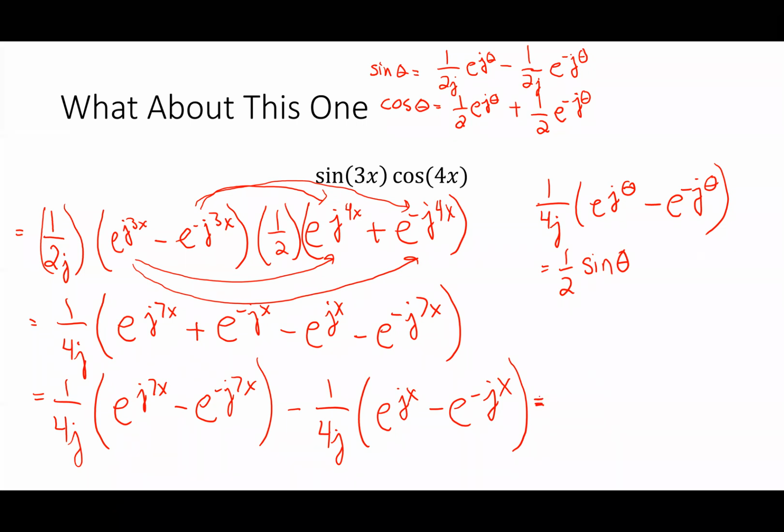So when you look at this, how do I break this up? I'm going to say I got 1/2 sine of 7x minus 1/2 sine x, like that.